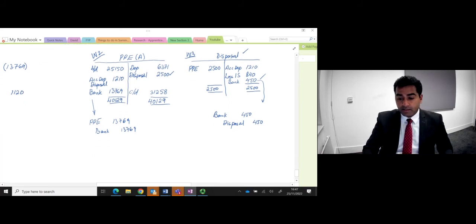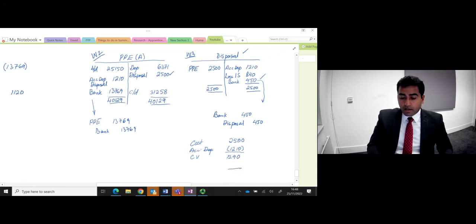There is another way to find out the profit or loss on the disposal. So the cost of the asset which has been disposed of is 2,500. The accumulated depreciation related to this asset was 1210. So the carrying value after the depreciation is 1290.